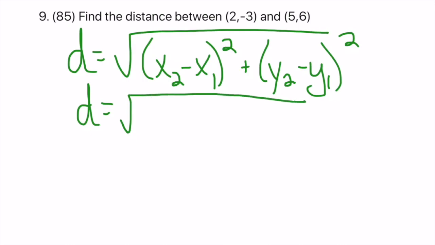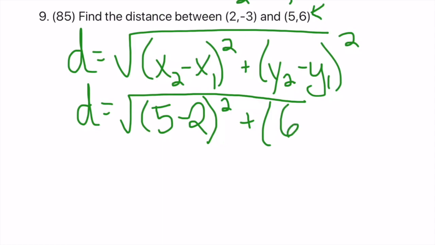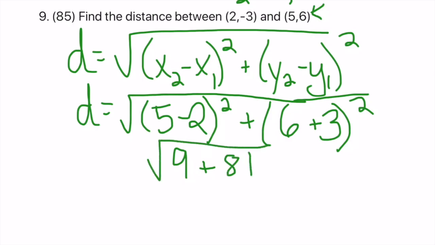So for my first x, I think I'm going to have this one be my 1 and this one be my 2. So I'm going to have 5 minus 2, so the difference in my x's, plus, now I have to choose this y since I chose its x first. 6 minus a -3, so that just becomes plus 3 squared. Now we just start simplifying. So 5 minus 2 is 3. 3 squared is 9. Plus 6 plus 3 is 9. Squared is 81. 9 plus 81 is 90.